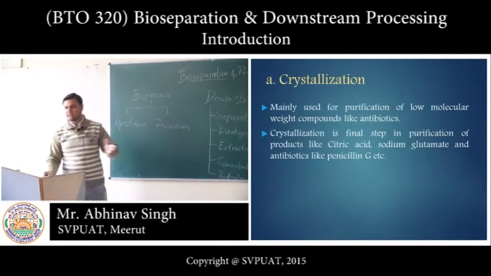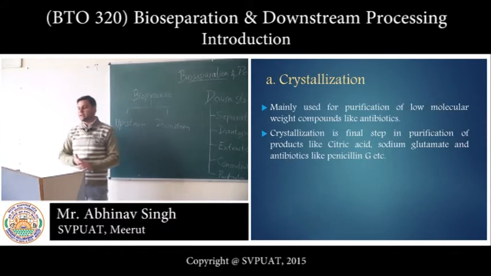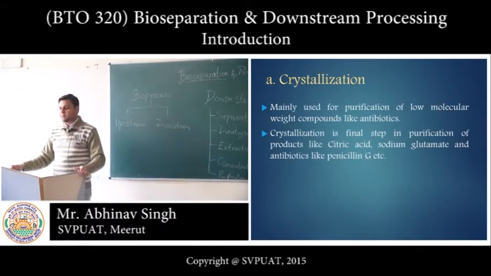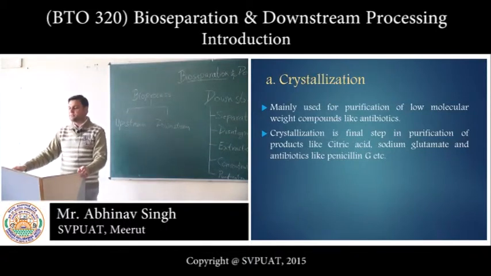So crystallization, let's talk a bit about it. Crystallization is mainly used for purification of low molecular weight compounds like antibiotics. Crystallization is the final step in purification of products like citric acid, sodium glutamate and antibiotics like penicillin G, etc.